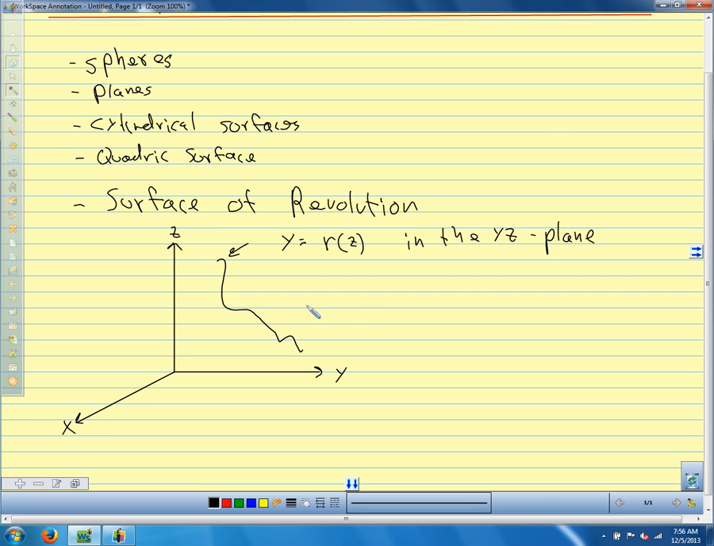And we're going to revolve this curve about the z-axis. And we're just going to look at one point on this curve. So we're going to revolve about the z-axis. And this point in space, the coordinates are 0, r of z, z.